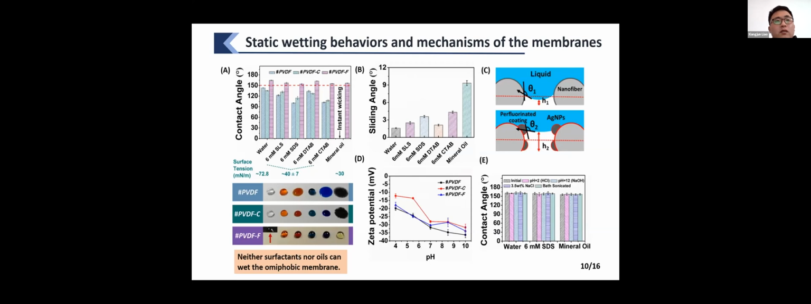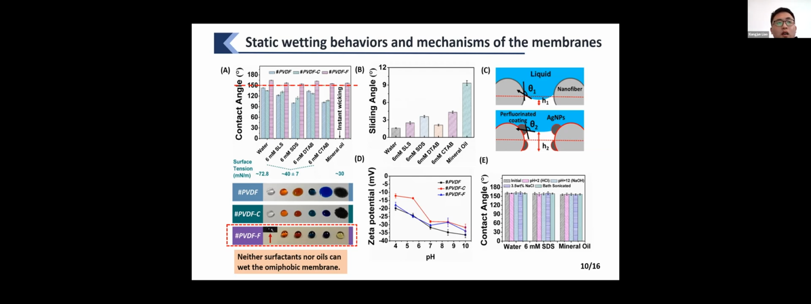This figure shows the anti-wetting properties of the membrane. The omniphobic membrane has a water contact angle of over 150 degrees, even for all surfactants and mineral oils. From these photos, none of the tested liquids can wet the omniphobic membrane. The sliding angle of the omniphobic membrane is also very low.